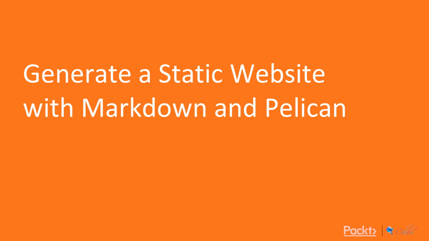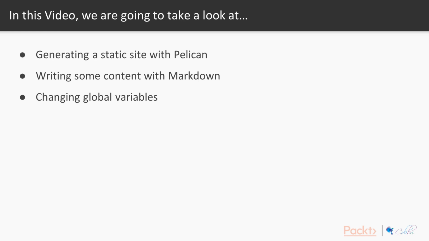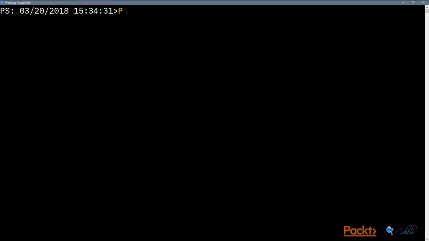In our first video into the world of web application development, we're going to talk about how we can generate a static website with Markdown and Pelican. In this video, we're going to take a look at how we can generate a static site with Pelican, how we can write some content with Markdown, and changing some global variables of your Pelican site. Let's take a look. If you haven't already, please install Pelican. It's very easy. All you need to do is do pip install Pelican, and the same thing with Markdown.